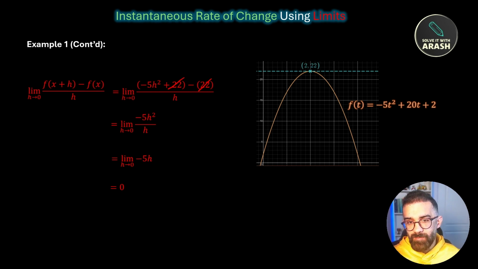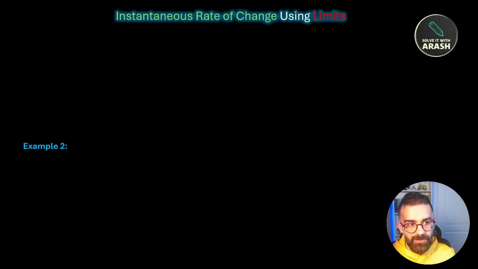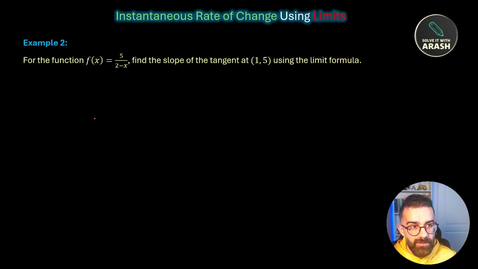Now that we talked about the slope of the tangent line, let's solve an example where we are explicitly asked to find the slope of the tangent line. Look at example 2 here. In this case, the function is a rational function, 5 over 2 minus x. And we're asked to find the slope of the tangent line at point 1 and 5. Again, we want to use the limit formula.